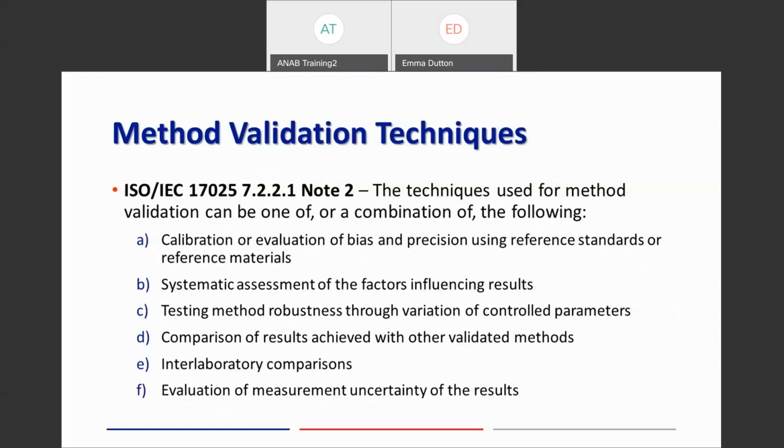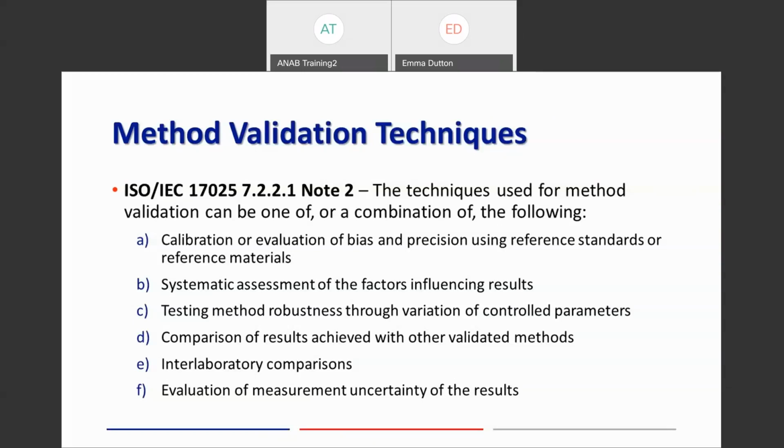ISO 17025 gives us some information in Note 2 in 7.2.2.1 that talks about some of the techniques that you can use and consider when you're putting together your validation plan. And they give a list of these various techniques that you can use. Talks about using calibration or evaluation of bias and precision using reference standards or reference materials. Talks about using systematic assessment of the factors that influence the results.